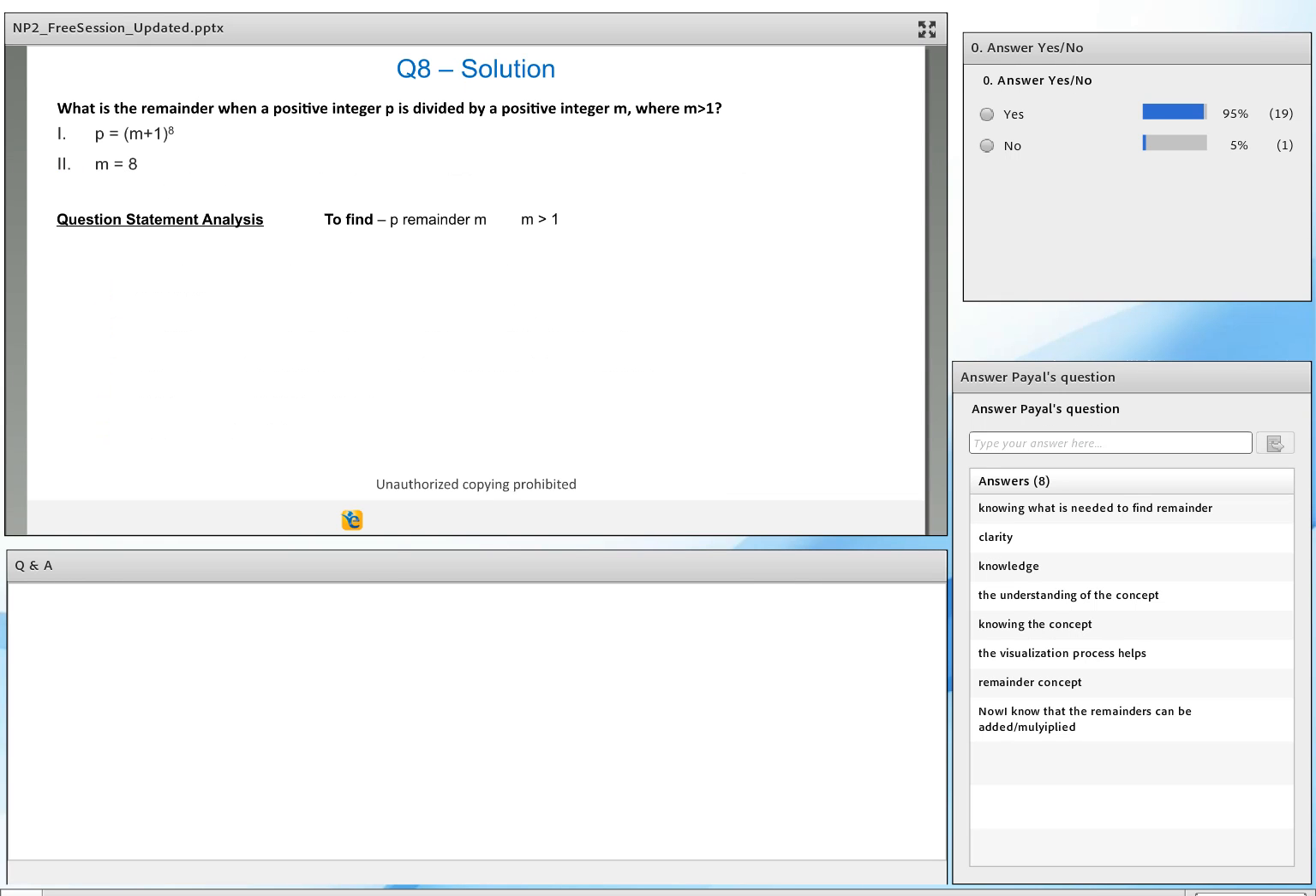We need to find the remainder when P is divided by M, where M is greater than 1. Statement 1: P is equal to (M plus 1) raised to the power 8. All I have to do is find the remainder of M plus 1 with M. I have to find P remainder M.